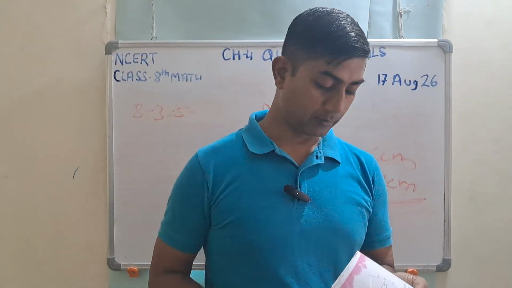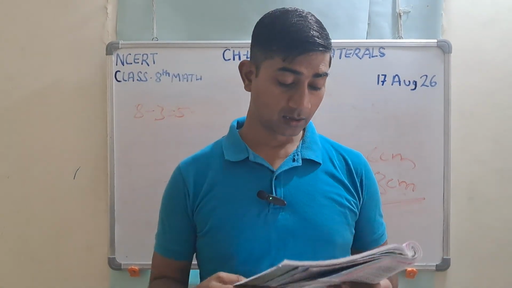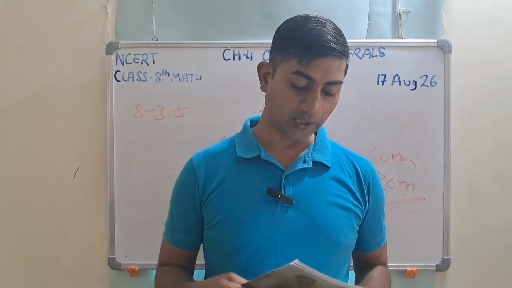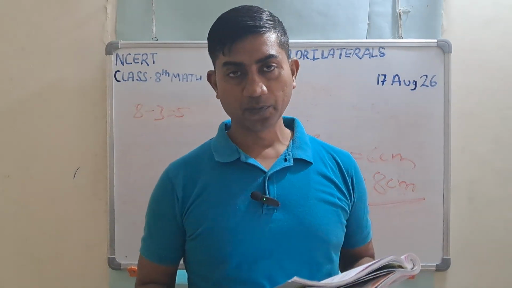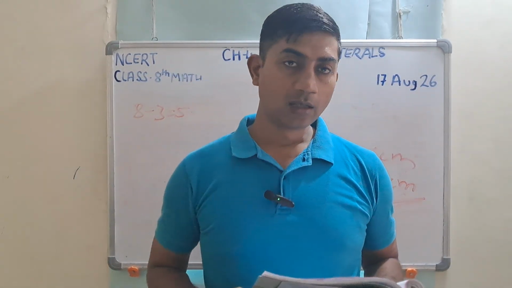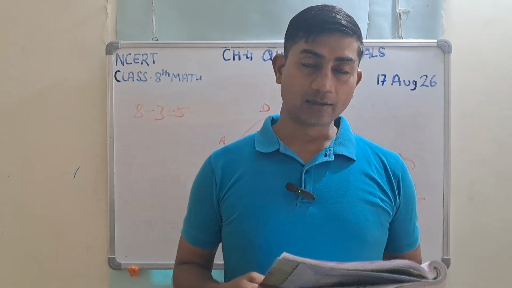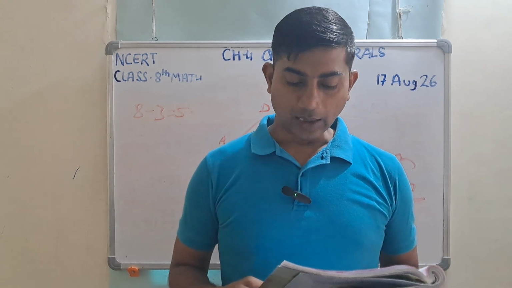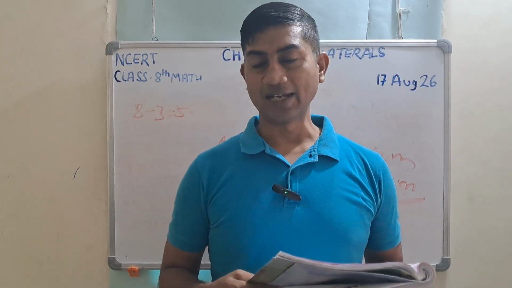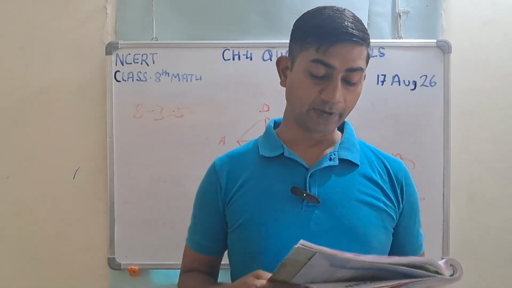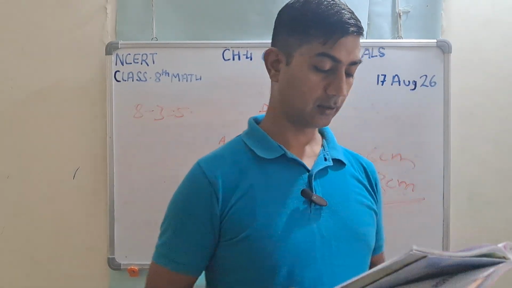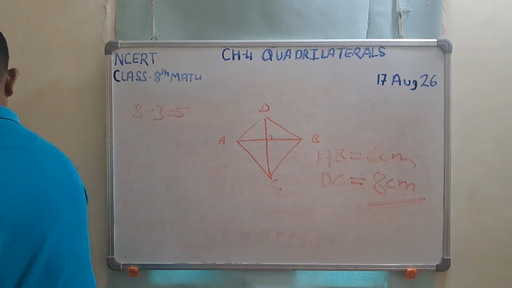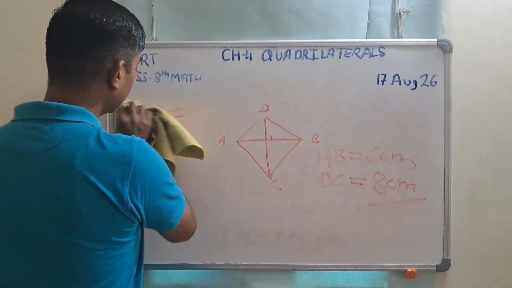Now question number 3, find the remaining angles of the trapezium. So in this question, they have given us one regular trapezium and one isosceles trapezium, and we will find out the other angles. This is your question number 3.